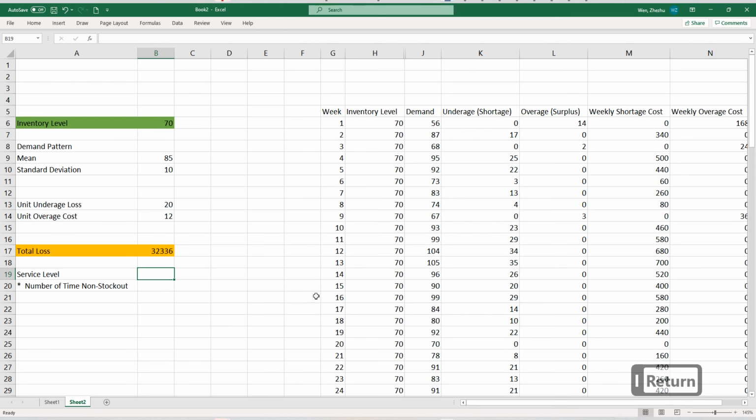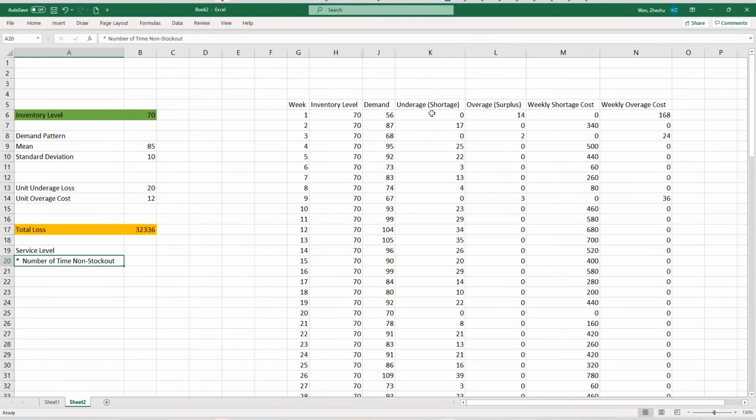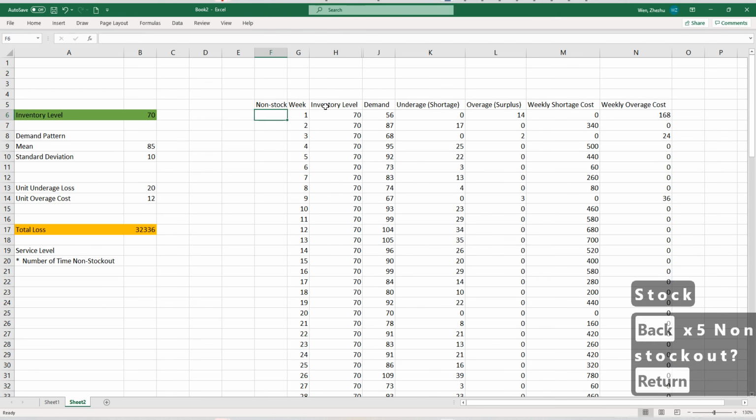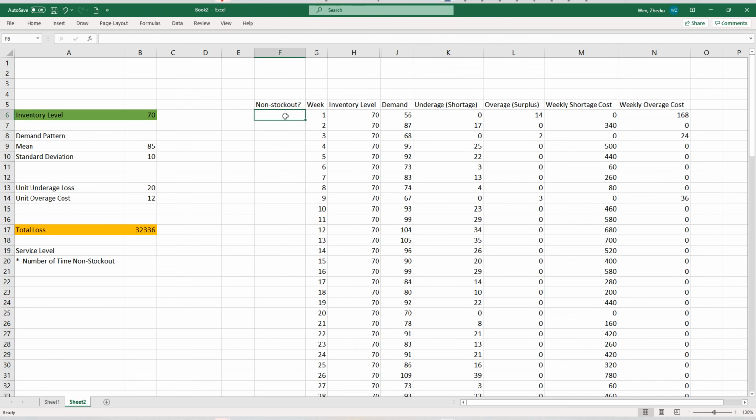And we're going to take a look at how many times, when it is 70, there was a non-stockout situation or scenarios. Since we've got the underage and overage units already calculated, it's very easy to take advantage of this setting. So just say non-stockout. Is there a surplus situation? Whenever a surplus situation happens, that's a non-stockout situation.